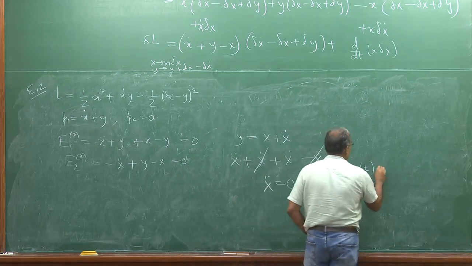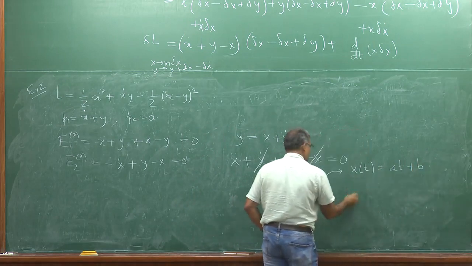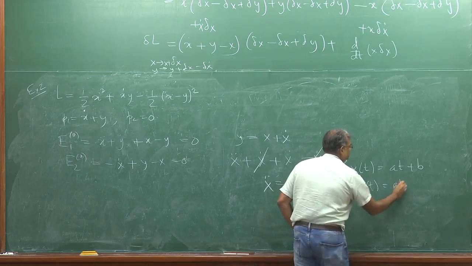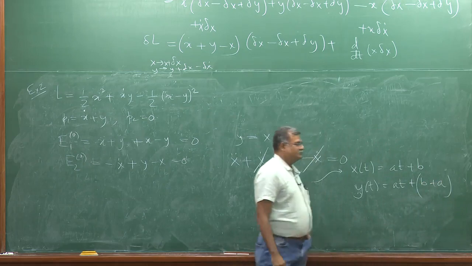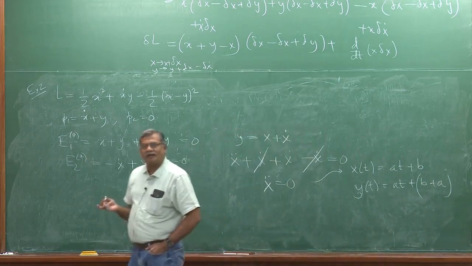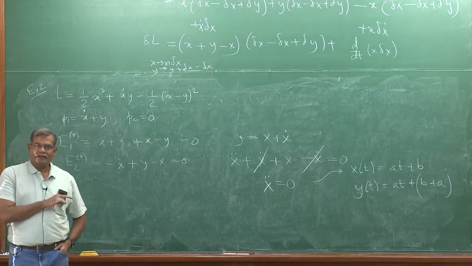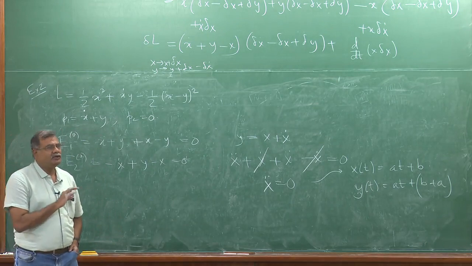That tells you that x of t and y of t have the form with A and B, which are constants you can figure out from the initial conditions. So, here, unlike in the previous case, the initial conditions completely determine your solution.